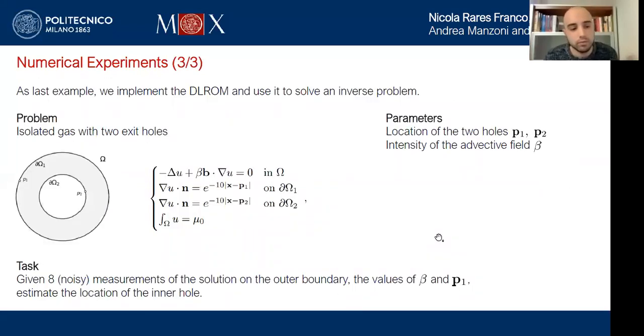Let me conclude with this final example, which is one where I used these methods to, for example, do the inverse estimate of parameters. Here you have a gas inside a ring, and there are 2 exit holes, P1 and P2. And the question is, I have only 8 measurements on the outer boundary, so I only know the solution at 8 points. And given those 8 points, I wish to estimate the location of the inner hole. How do I do this? I train a network that is able to know the solution for every possible combination of the parameters, and then I use the network, which is very efficient, to perform Bayesian inversion with standard MCMC algorithms.